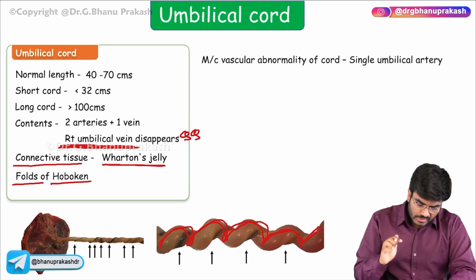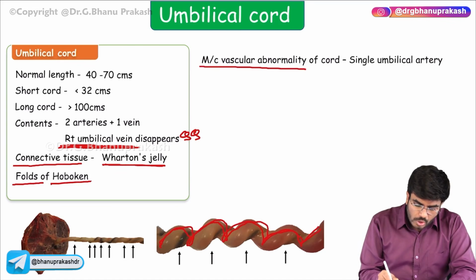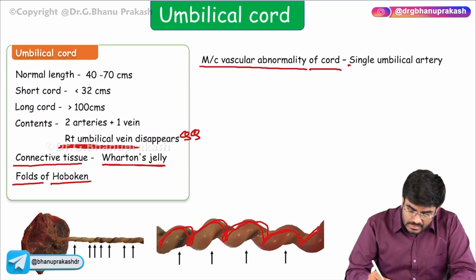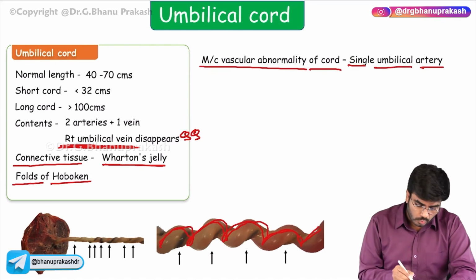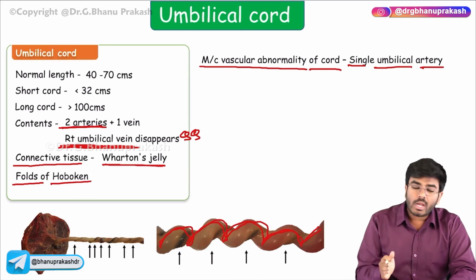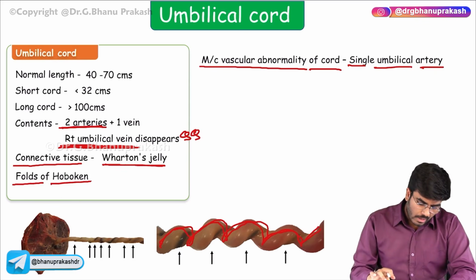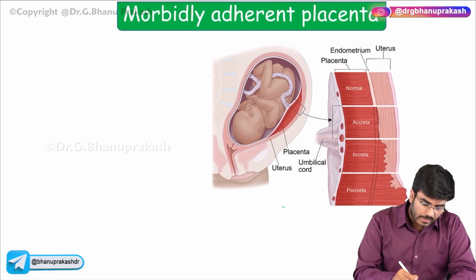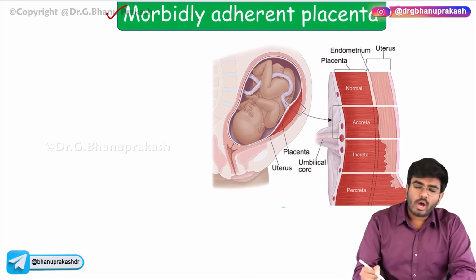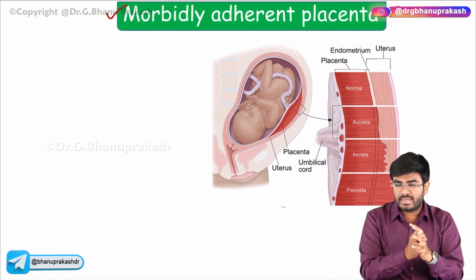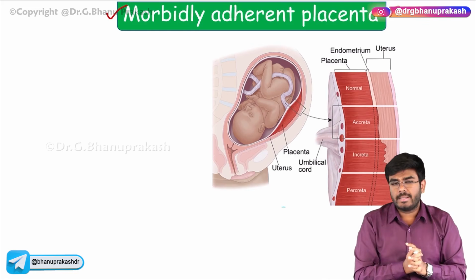Now, if they ask you what is the most common vascular anomaly of the cord, the most common vascular anomaly is single umbilical artery. Instead of two arteries, there is only one artery. That's the most common cord anomaly. Now, after this, let's talk about some morbid adherent placentas. What exactly is this morbid adherent placenta? See, the placenta is morbidly adherent, pathologically adherent.